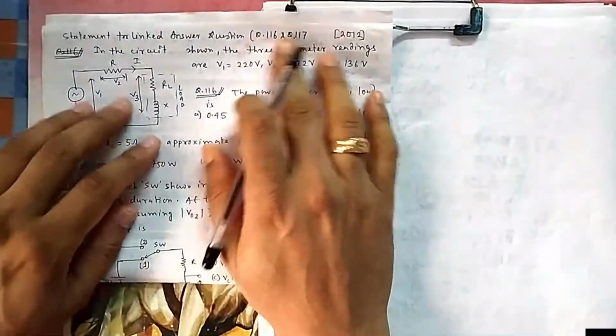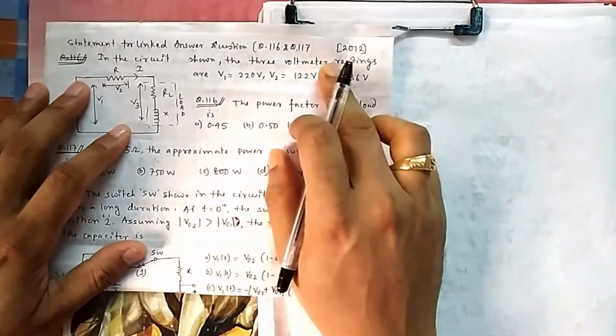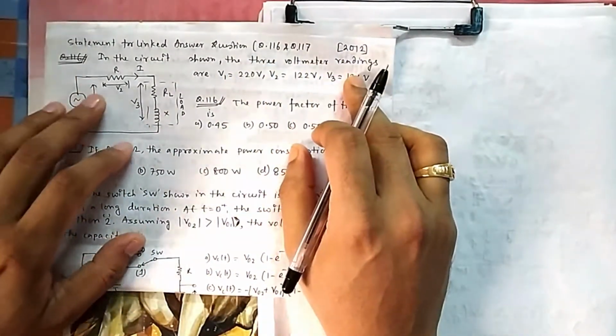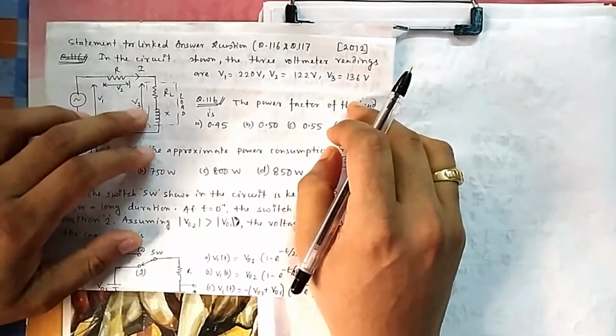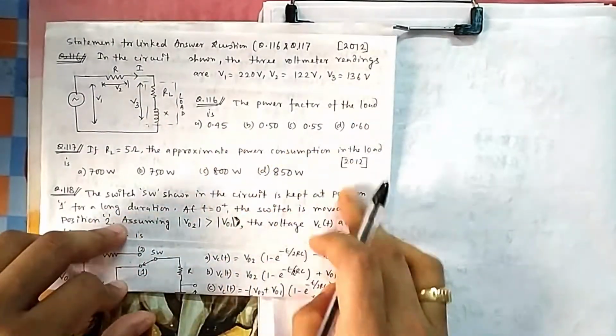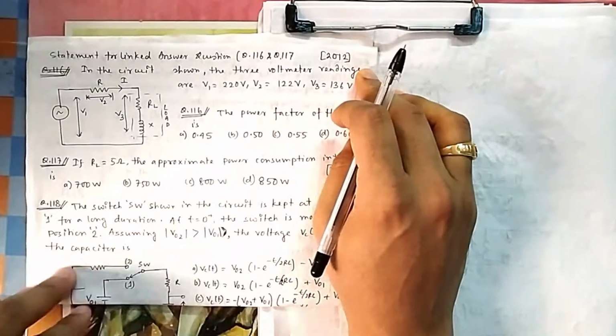Question number 116, what they have asked: in the circuit shown in figure, 3 voltmeters read V1, V2 and V3. These voltages are given. The power factor of the load is. Okay, let us calculate this.